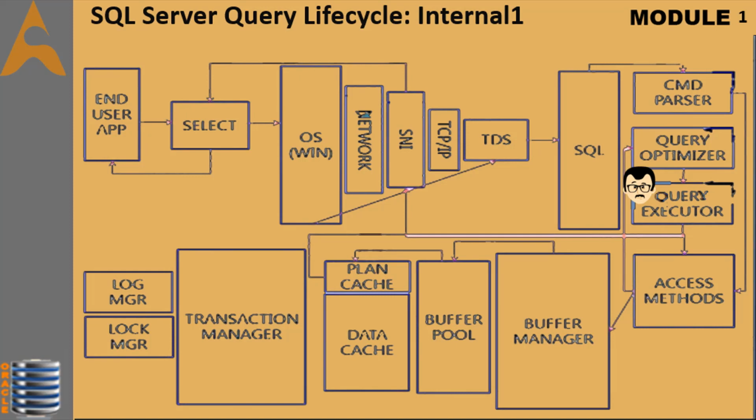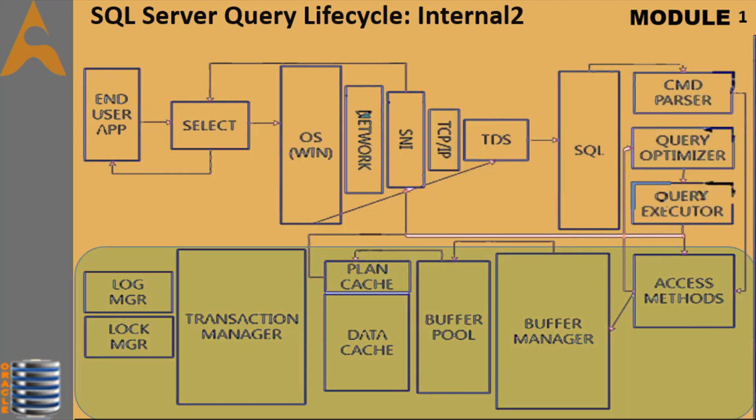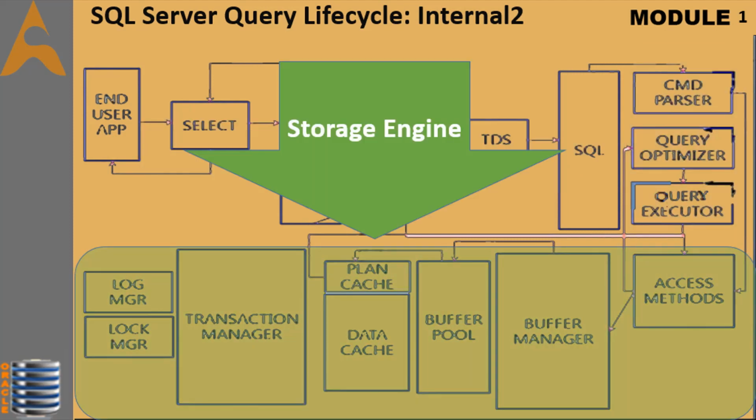There are two main engines in this whole operation, and we're going to take a look at those now. The command parser, query optimizer and executor are part of the relational engine. The others, in green, are part of the storage engine, and the next slide is going to show some more details about that. So the relational engine is composed of the command parser, query optimizer and executor.